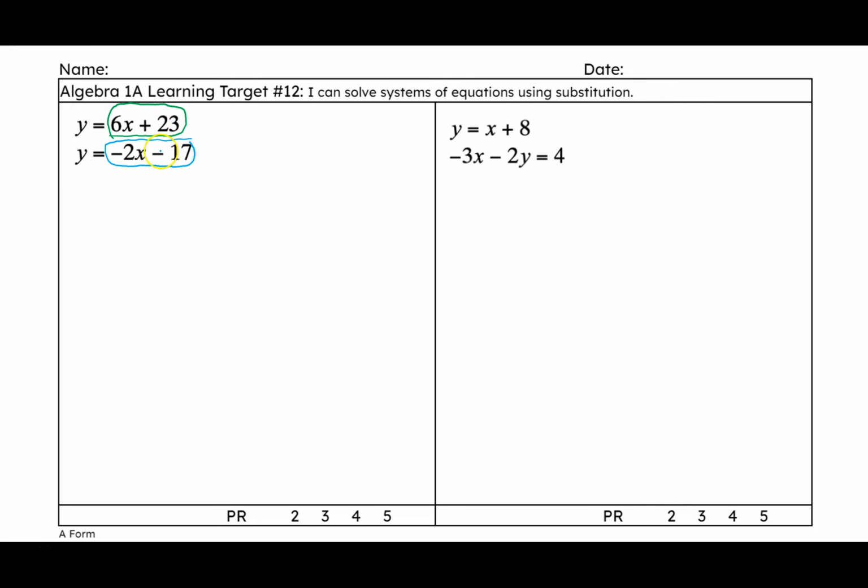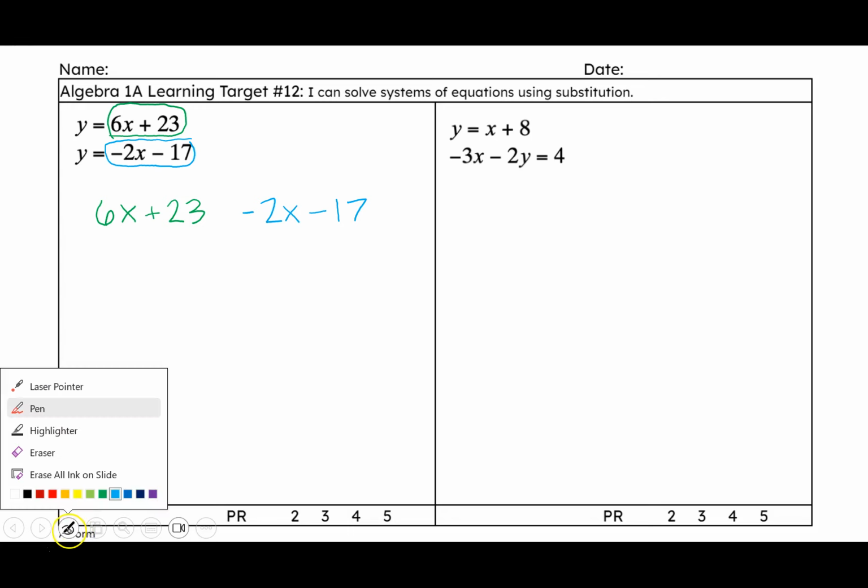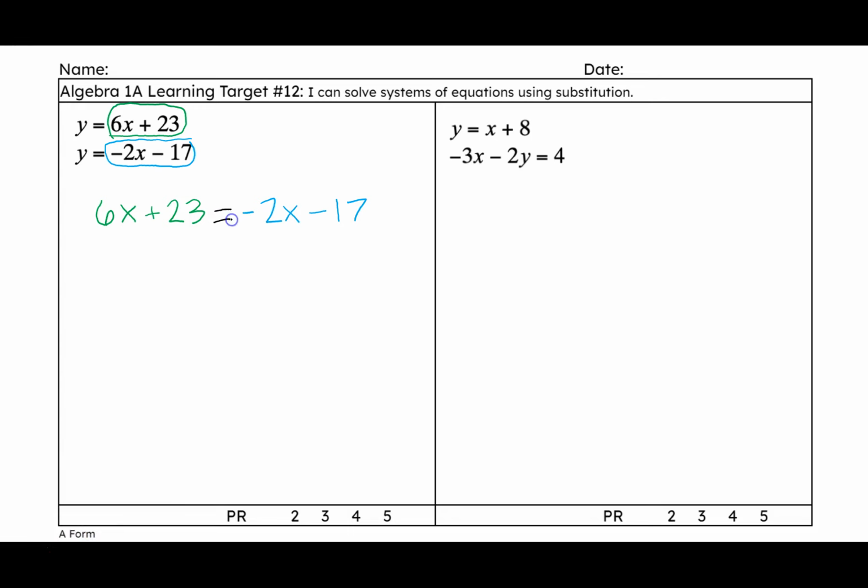Now, if these things are both equal to y, they're both equal to the same thing, aren't they also equal to each other? Here is 6x plus 23. If that is also equal to y, and this, negative 2x minus 17, is also equal to y, then they are in fact both equal to each other. Notice here that I have an equation with just one unknown. There are no more y's here. There are just x's, which means I can solve for x.